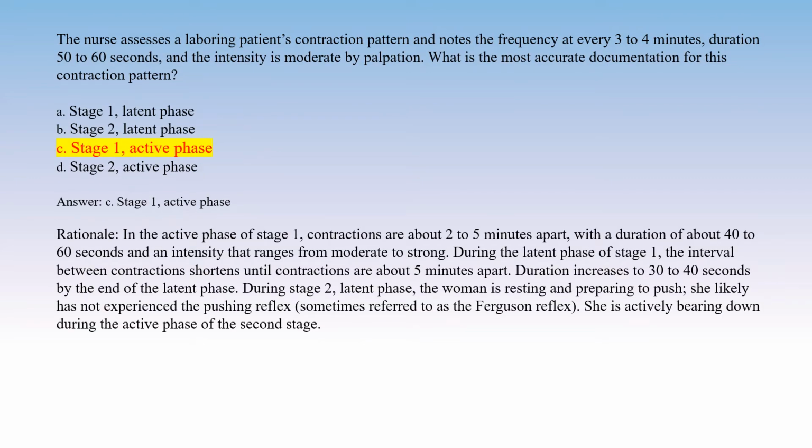Answer: C. Stage 1, active phase. Rationale: in the active phase of stage 1, contractions are about 2 to 5 minutes apart, with a duration of about 40 to 60 seconds and an intensity that ranges from moderate to strong. During the latent phase of stage 1, the interval between contractions shortens until contractions are about 5 minutes apart. Duration increases to 30 to 40 seconds by the end of the latent phase.